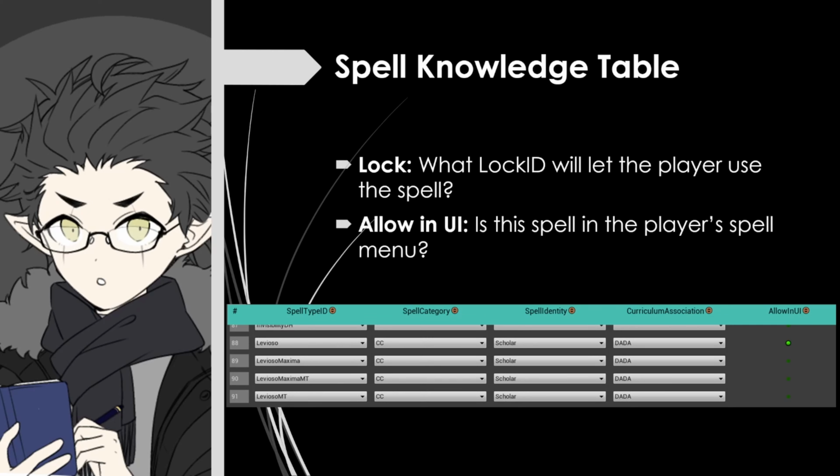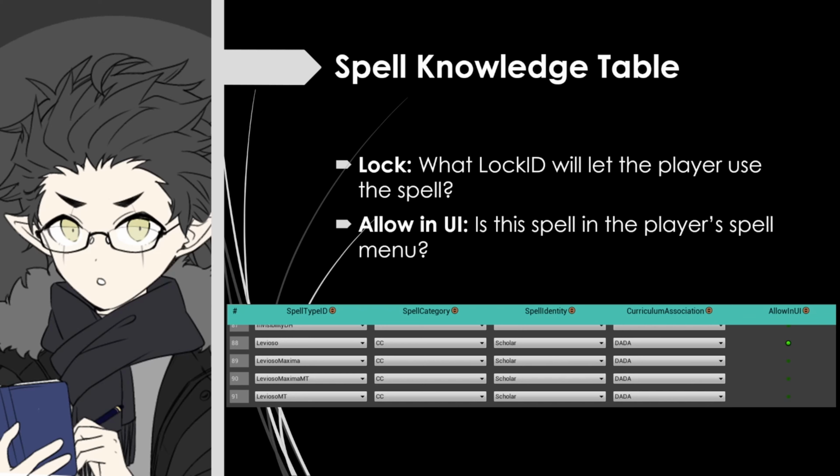This will determine the type of spell it is, so if it's a red spell, a yellow spell, or a blue spell, and whether or not the player can use it. So the two main settings we care about here are going to be the lock and the allow in UI. The lock will be how the player learns the spell. Most spells in Hogwarts Legacy are locked by default, and then through quests or different activities, the player can unlock that spell. Here we set what lock ID the game will need to unlock in order to unlock this specific spell.